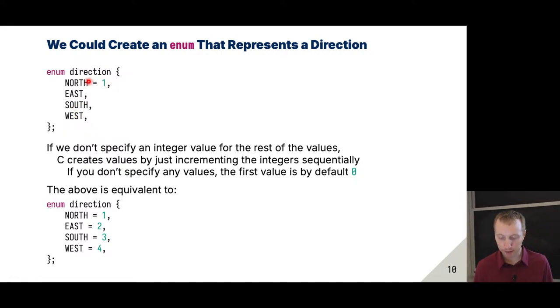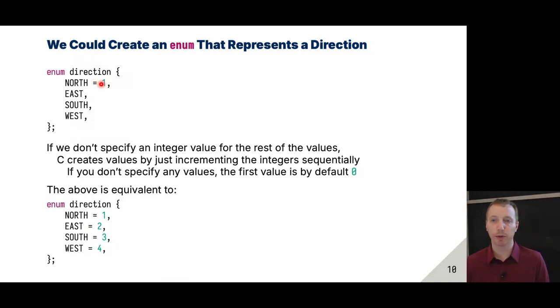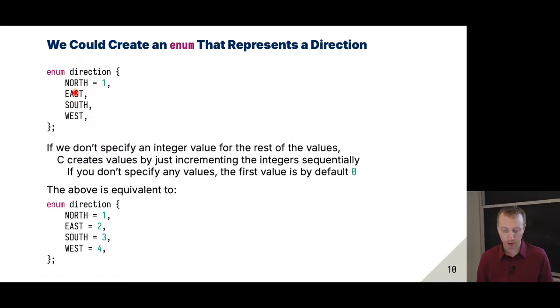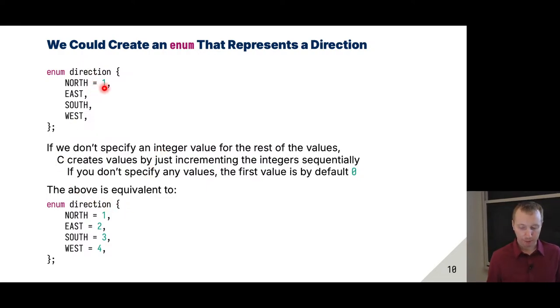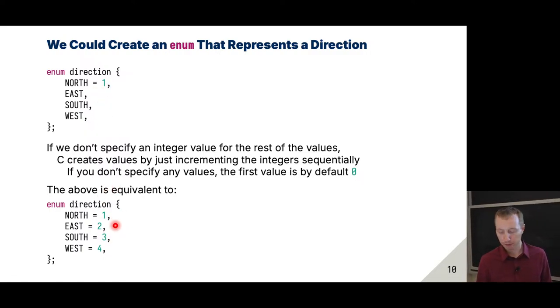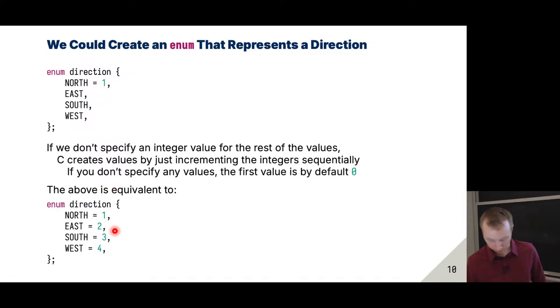And if I didn't say north is equal to 1, the default is the first thing is just equal to 0. So if I didn't write anything, north would be 0, east would be 1, south would be 2, west would be 3. But as I wrote that, maybe I want north to start at 1, so I could just write 1, let it fill it in, and again, it will assign the numbers like this.